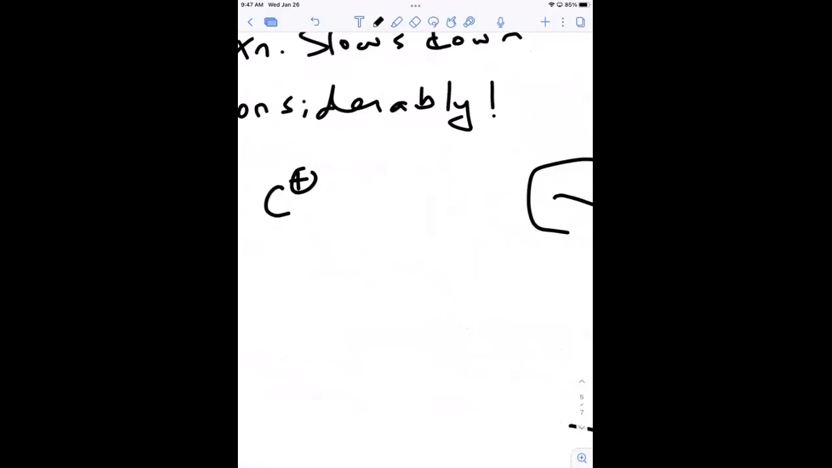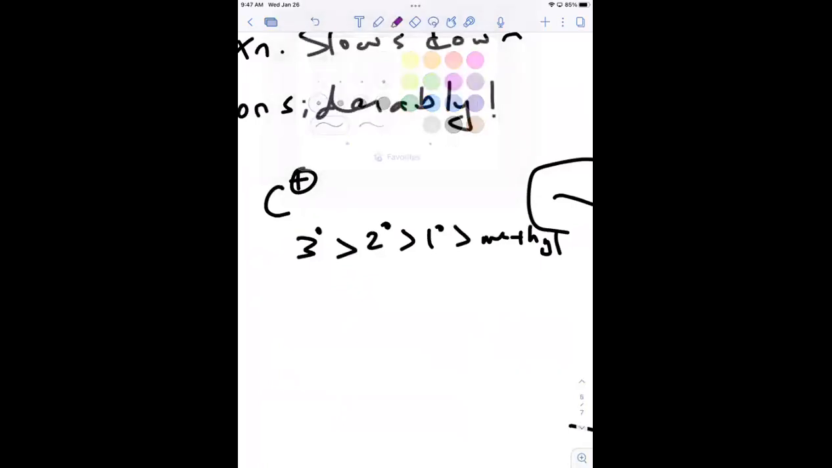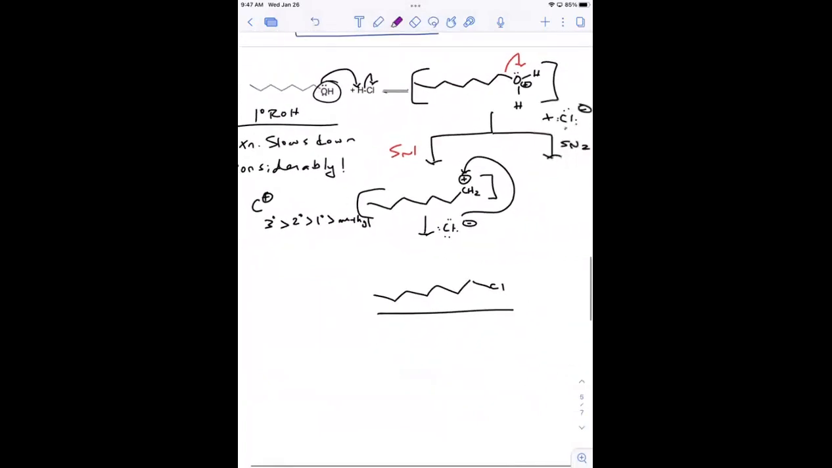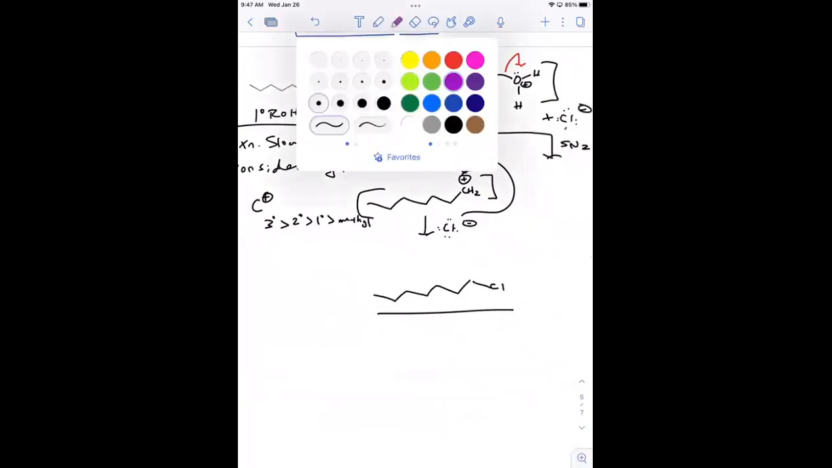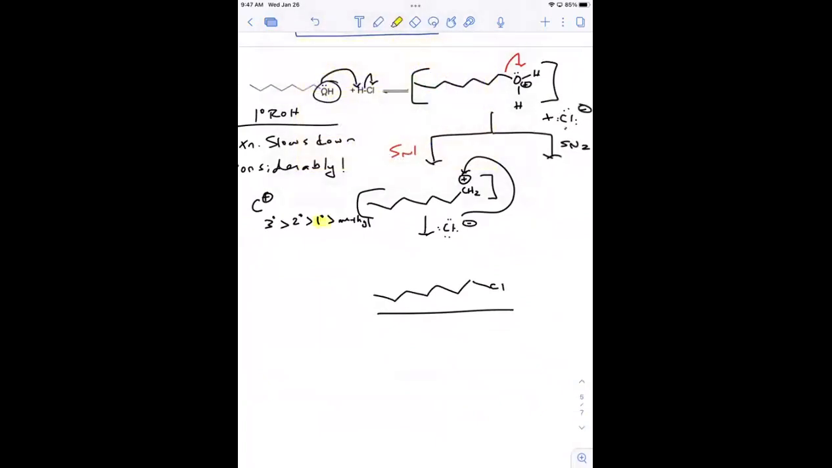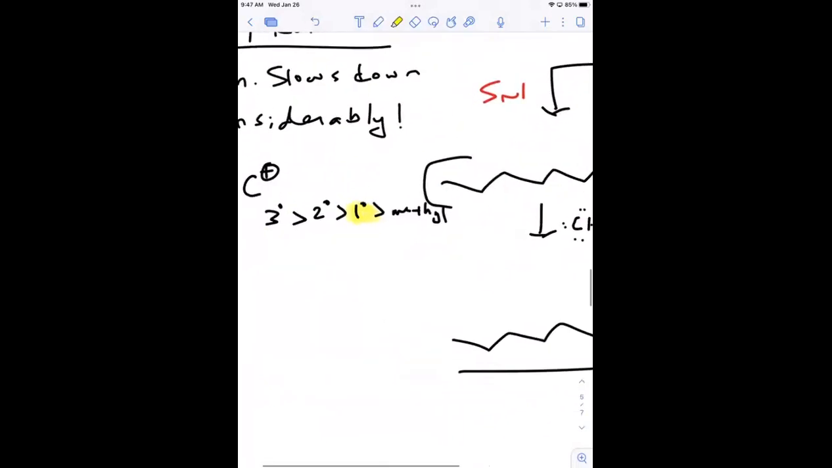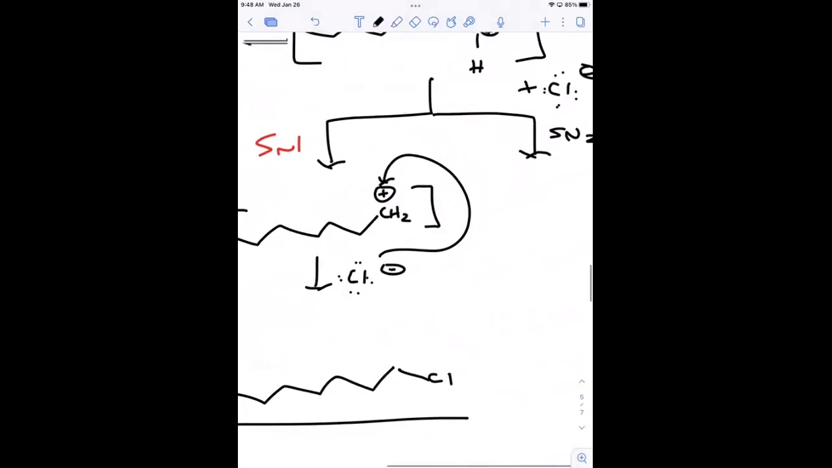Remember, for a carbocation, tertiary is the best, then secondary, primary, and then methyl. Is it because the carbocation is primary? It's a primary carbocation. That's terrible. When you think about carbocation stability, a primary carbocation is one of the worst ones you can make. So this is a primary carbocation.